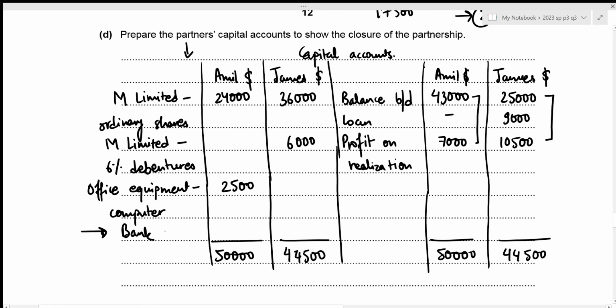Now, in order to figure out the balancing figure, we just need to subtract these amounts from the total. For Amil, that will be 50,000 minus 24,000 minus 2,500, which results in 23,500. And for James, that will be 44,500 minus 36,000 minus 6,000, which results in 2,500. Okay, this concludes the partner's capital accounts to show the closure of the partnership. Now we can move towards the fifth part.